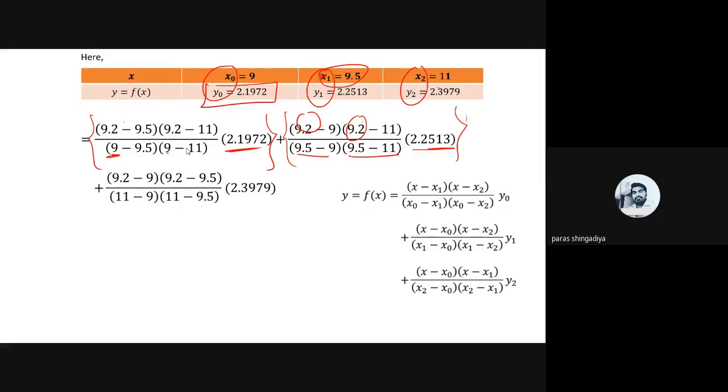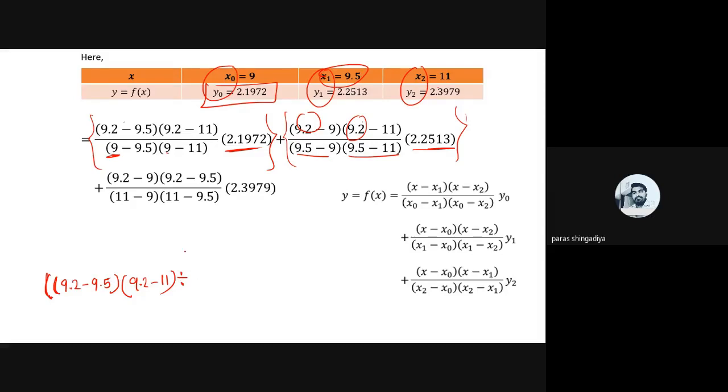Okay, so first is 9.2 minus 9.5. So you can consider this type of formation in the calculator. Just use two brackets first. Inside, define 9.2 minus 9.5, bracket over, then the next bracket, 9.2 minus 11. Okay, that is our numerator. So just type in this form, 9.2 minus 9.5 bracket over, then the second, 9.2 minus 11. Okay, and then consider the division sign. Type the division. Clear?